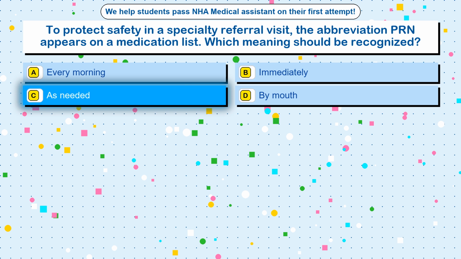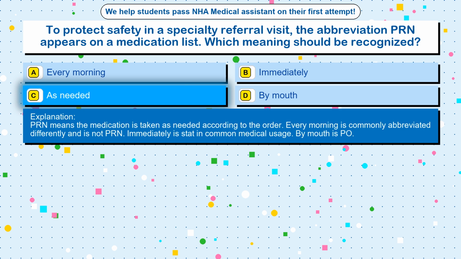As needed. PRN means the medication is taken as needed according to the order. Every morning is commonly abbreviated differently and is not PRN. Immediately is STAT in common medical usage. By mouth is PO.